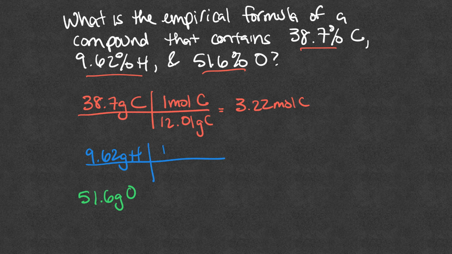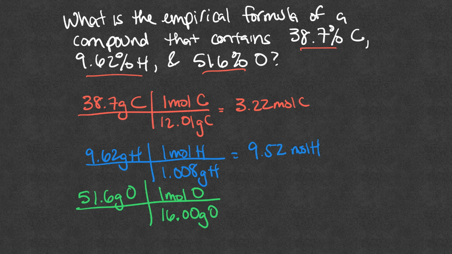And then last, for oxygen, you have 51.6 grams of oxygen, and we know that for every 1 mole of oxygen, it is 16.00 grams of oxygen. You plug this into the calculator and you get 3.22 moles of oxygen. Now, we have moles. We know moles is really just a counting unit.